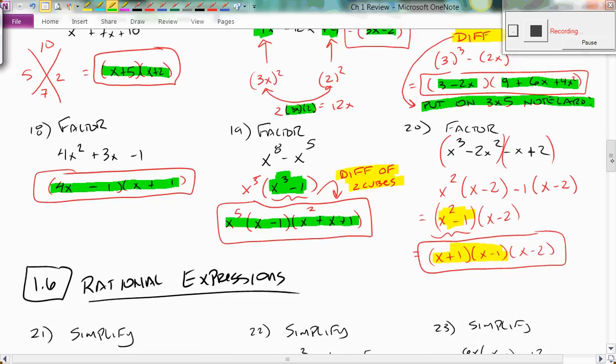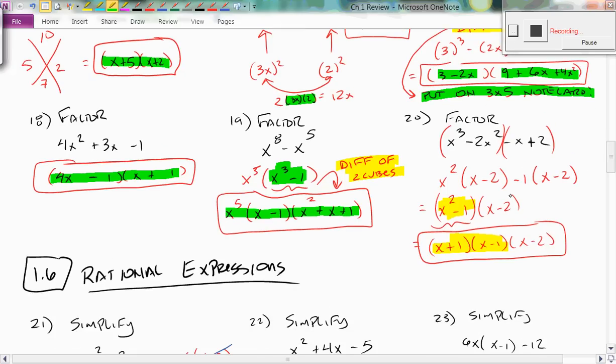Number 20 was a factoring by grouping problem. And the last term was supposed to be positive 2. So when you factor out by grouping, you factor out a negative 1 in the last term. Don't forget to put that on the outside. And then x squared, so you have x squared minus 1 times x plus 2, the piece that's left over. And of course, x squared minus 1 is another difference of two squares. So the final answer is down here, x plus 1, x minus 1 times x minus 2.